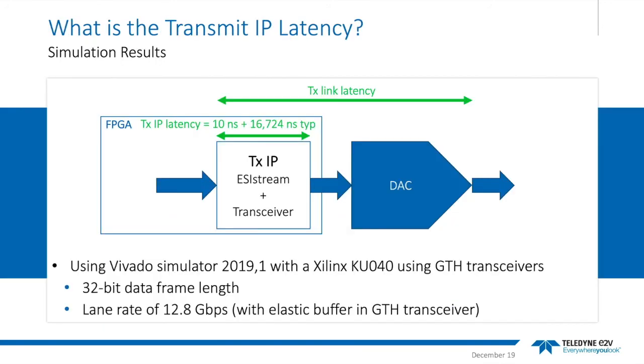Thus far, we've only considered latency in the receive path, but what about the transmit latency? The figures shown here were simulated with the Vivado suite using a Xilinx KU040 with their GTH transceivers. In this case, we calculated a compound latency of 26.7 nanoseconds, typical for the transmit ESIstream IP path. Obviously, in budgeting for the full latency from data in to analog signal output, you'd need to factor in additional latency contributions from the physical interface, as well as that through the digital to analog converter itself.